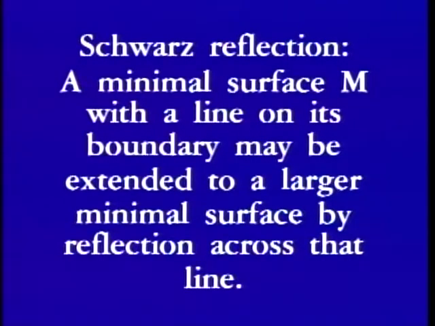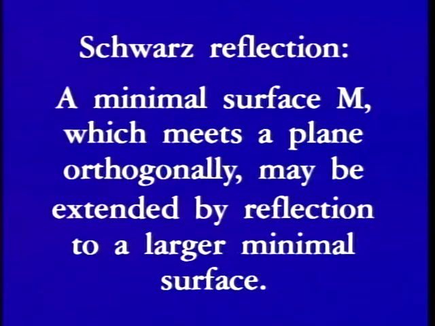A companion reflection principle says that if you have a minimal surface which meets a plane orthogonally, then you can reflect that minimal surface through the plane, and again you get a larger minimal surface that's smooth across the plane. Now let's see how we can use this to construct minimal surfaces that are embedded and periodic.